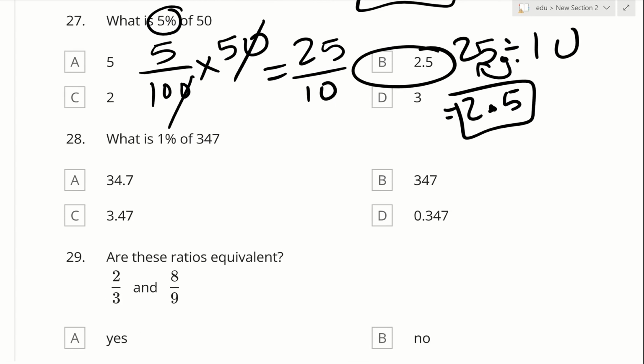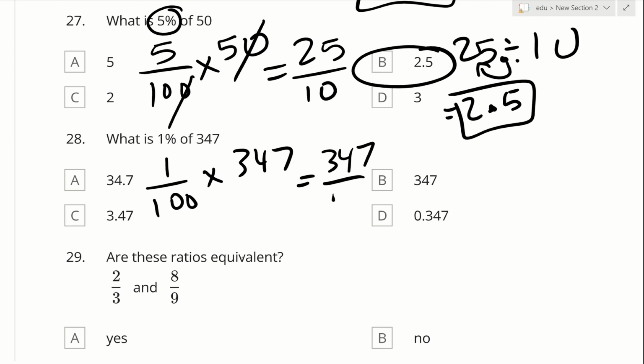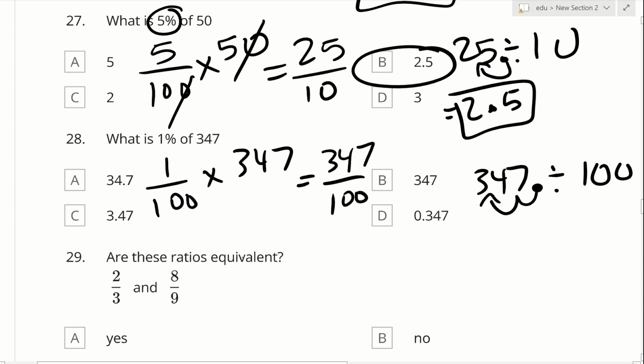So 1% or 1 over 100 times 347 equals 347 divided by 100. If I divide by 100, I move my decimal 2 times to the left, 3.47. Or anytime I'm taking 1% of a number, I just move my decimal 2 times to the left.